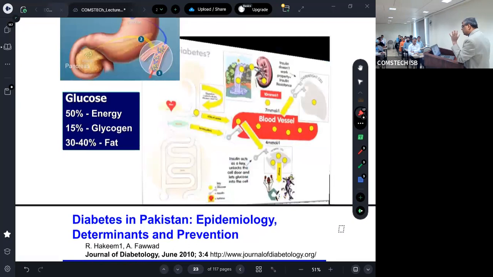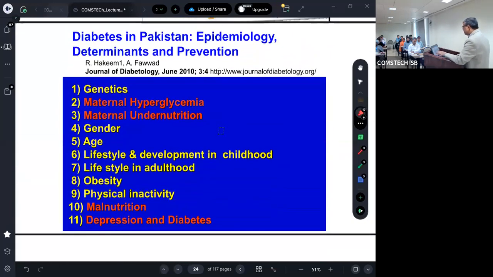Normally, diabetes is called a metabolic disease or metabolic disorder. Why is it called that? Normally, 50% of glucose is used for energy production, 15% makes glycogen, and 30 to 40% may be converted to fat. But in diabetes, this percentage changes, the metabolism changes. Therefore it is called a metabolic disease.